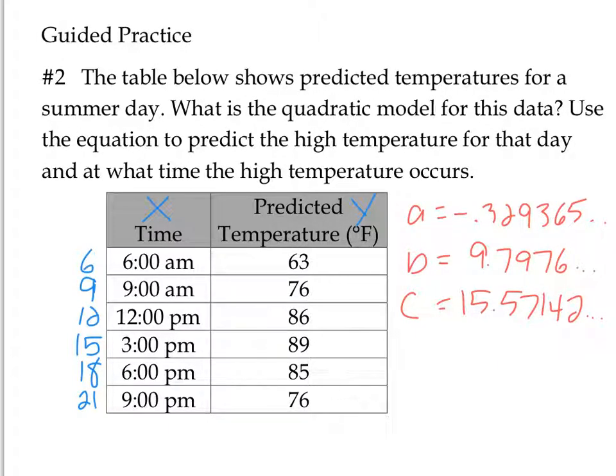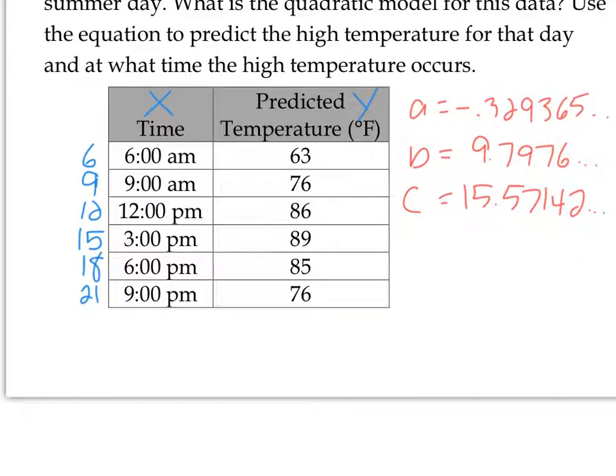So I'm going to move this up slightly so we can write maybe underneath here. And we're going to get an equation of y equals, let's go back to our pen for that one so we can fit it in a little easier. All right. We're going to have y equals negative 0.329x squared plus 9.798x plus 15.571. That would be our equation.